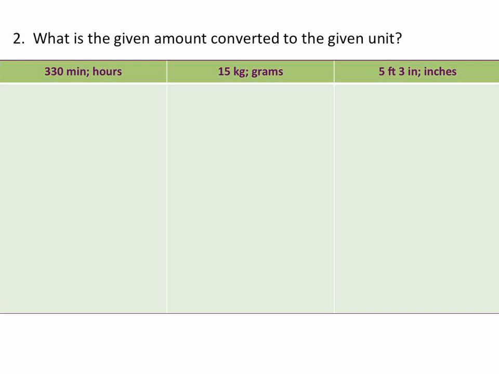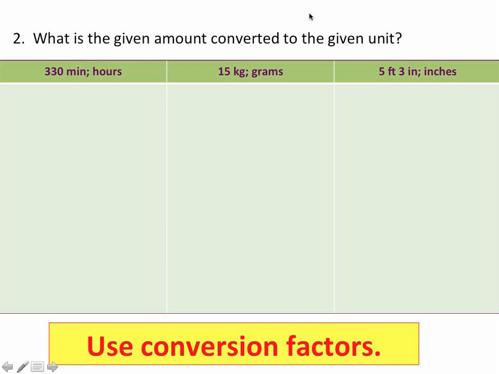Okay, what is the given amount converted to the given unit? So we're trying to convert 330 minutes into hours. So I'm going to need a conversion factor. So 330 minutes into hours, what I want to be able to do is eliminate the minutes. So if I can create a conversion factor that'll give me hours and get rid of my minutes, then I would be left with only hours.